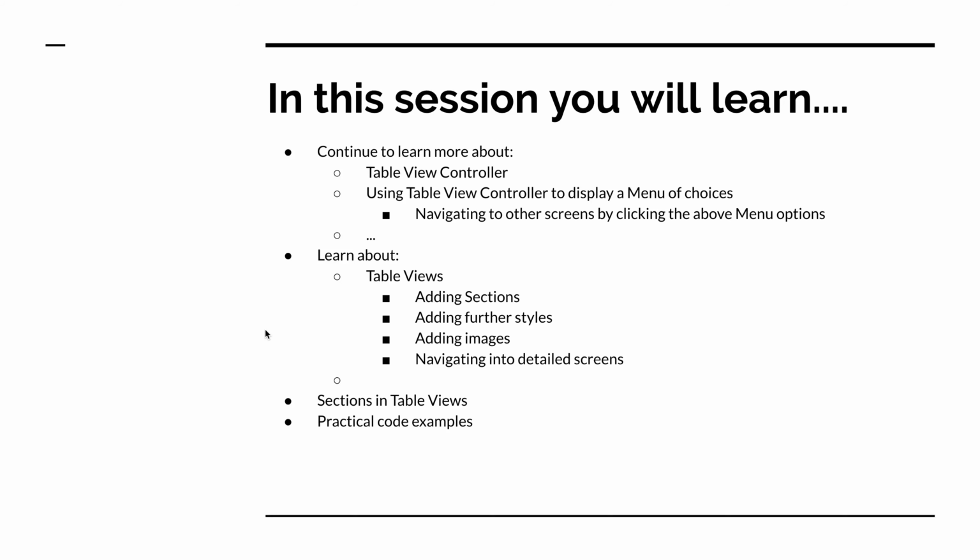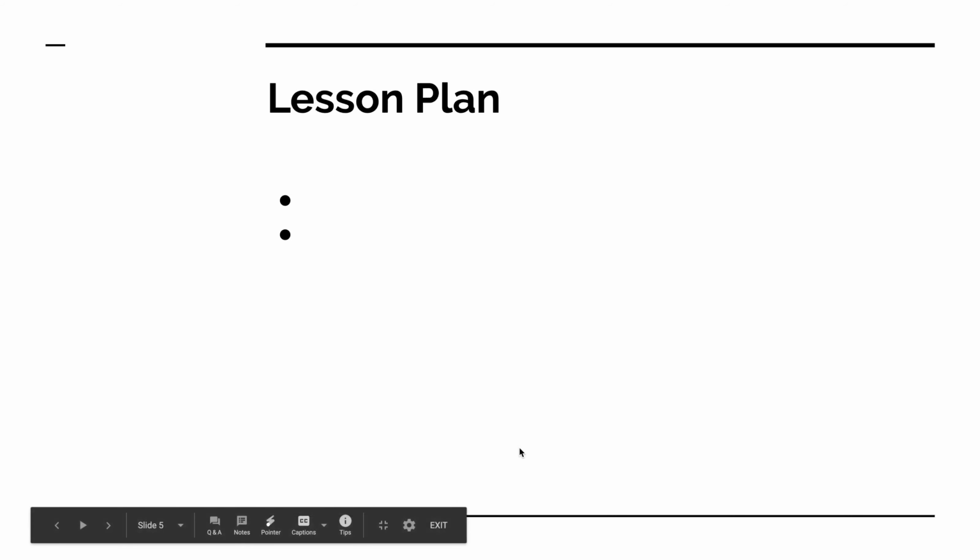In this session, you will continue to learn more about table view controllers, right? And then using table view controllers to display a menu of choice, which you did in the last lesson also. And navigating, we'll be expanding that. You'll be learning new things about table views: adding sections, adding further styles, adding images, and navigating into detailed screens, right? And sections in table views, as I said earlier, and the practical code examples. Okay, and let's go for the lesson.